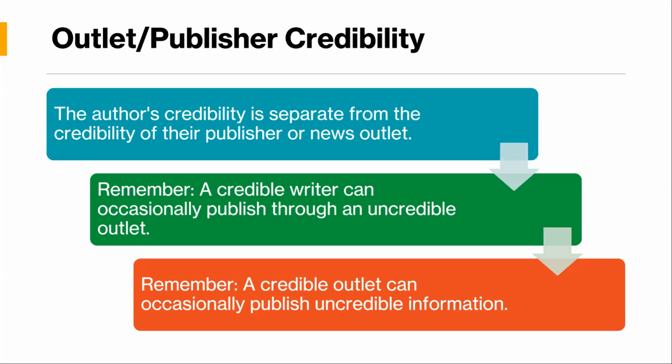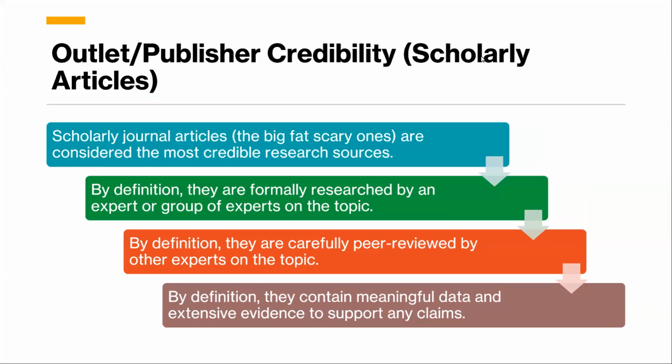So an author's credibility, an outlet's credibility. There are a lot of different outlets out there, so we have to talk about their credibility based on the type of source that we're looking for. First of all, we have scholarly journal articles, which are written in academic journals. That's what you'll find on JSTOR or EBSCO, all of those big, fat, scary sources that are 20 pages long and have tons of sections and lots of graphs.